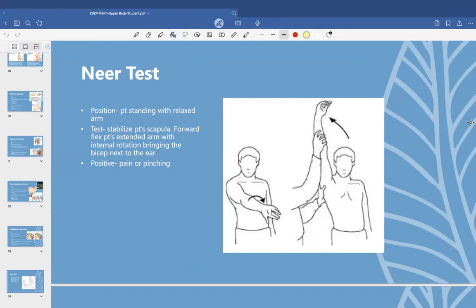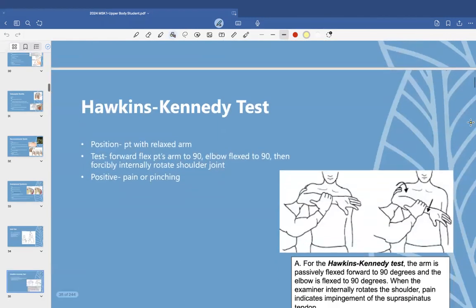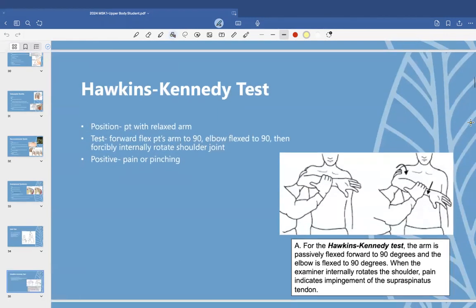All right, the other test is this. Hawkins-Kennedy: you'll have the patient with a relaxed arm, forward flex their arm to 90, flex the elbow to 90, and then this is me, forcibly internally rotate the shoulder. So you're trying to forcibly rotate, and this is where it gets confusing. This is internal rotation of the shoulder, rolling the ball internally in the socket. If there's pain or pinching there as you load or stress that area, positive test.